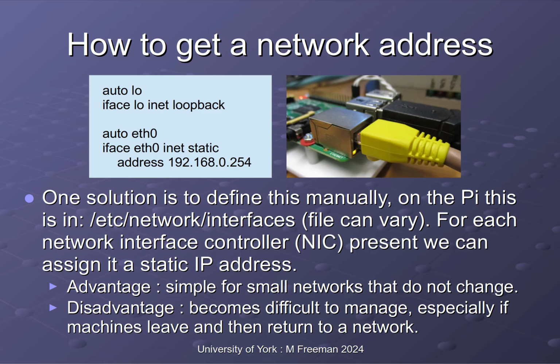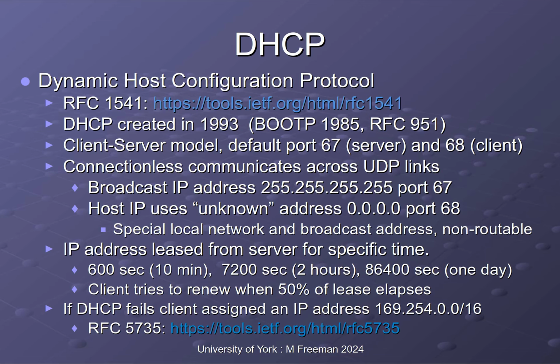So we need a different way of doing it for these bigger networks, and that's when we move over to DHCP. So as always, we have an RFC for our protocol, RFC 1541, if you want a bit more information about what the DHCP protocol does. DHCP was created in 93, but based upon an older protocol, BootP, developed in 1985, RFC 951. And we'll see that in the lab. So when we're using Wireshark and we want to filter out DHCP packets, the protocol we actually enter in the filter box is BootP, and that will also filter out your DHCP packets.